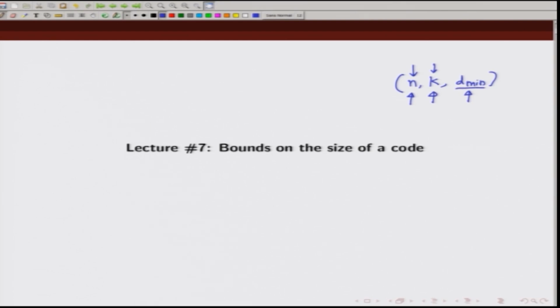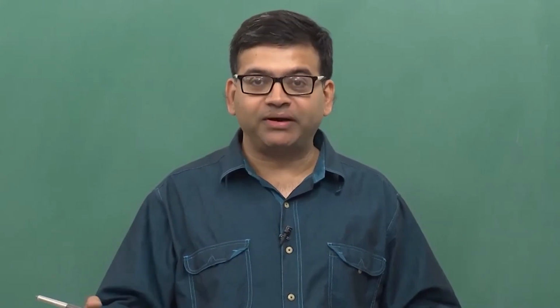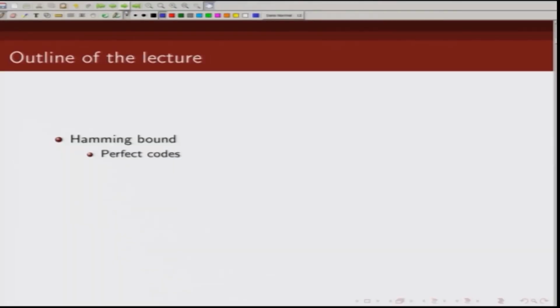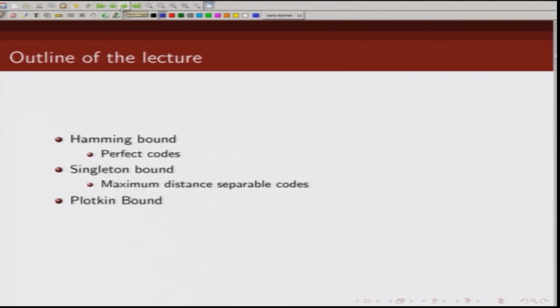So, fixing two parameters, I am interested to know about the third parameter, and in this lecture we are going to talk about bounds that link these three parameters. In particular we will be talking about the Hamming bound, and we will introduce the concept of perfect codes. Then we will talk about the Singleton bound, and the codes that satisfy the Singleton bound are known as maximum distance separable codes. Then we will talk about the Plotkin bound and the Gilbert-Varshamov bound.